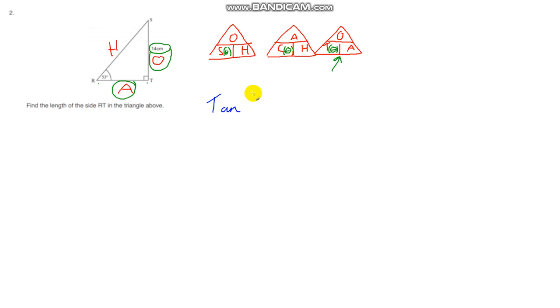Tan, which is a button you will find on your calculator to do the ratio for you, of the angle, which in this case is 53, equals the opposite, which is 14 over A. So that is a direct translation of the triangle. Now obviously I need to find A.